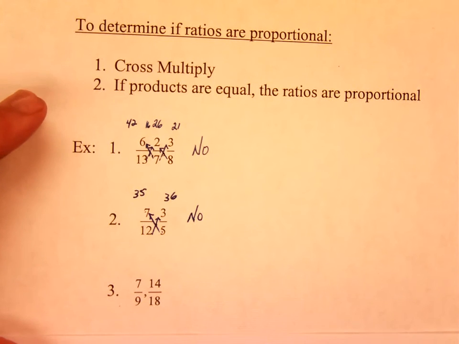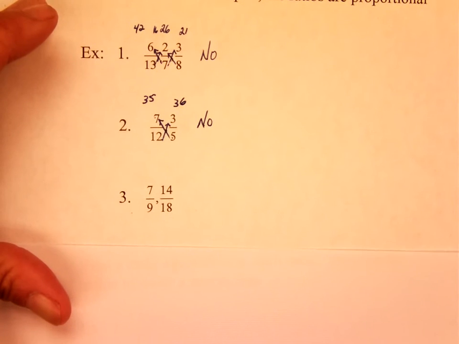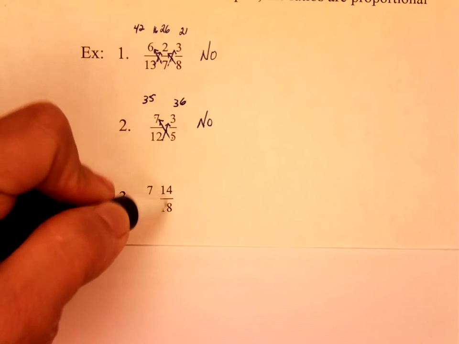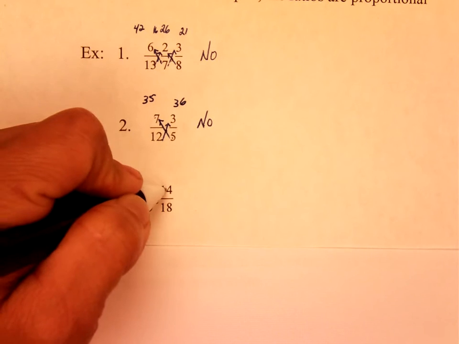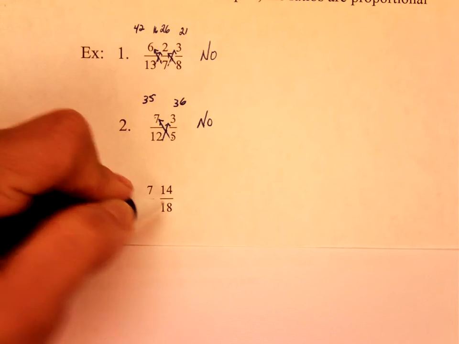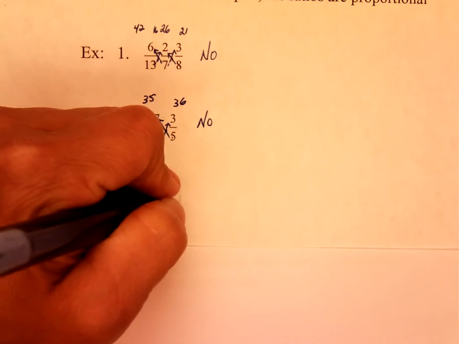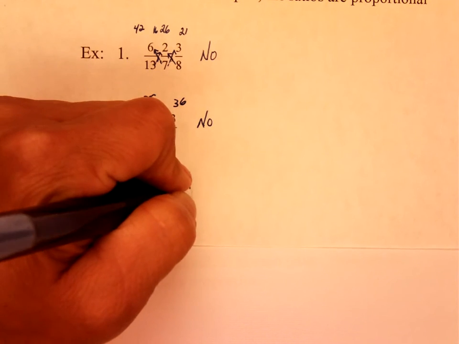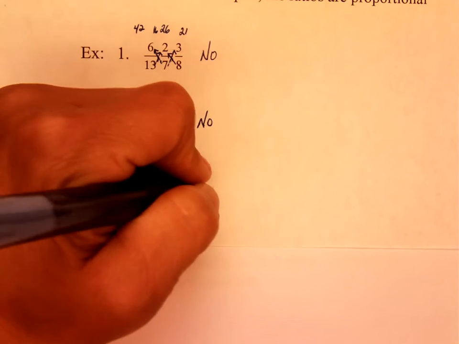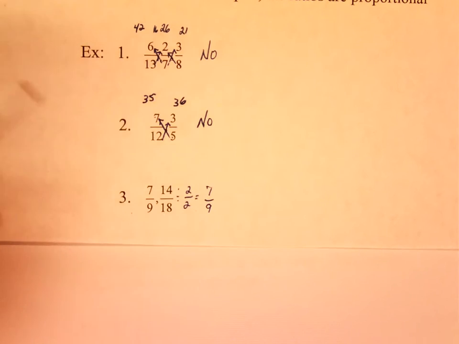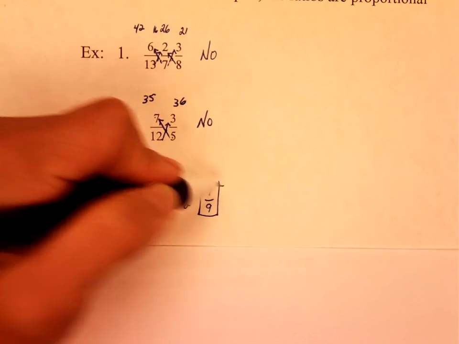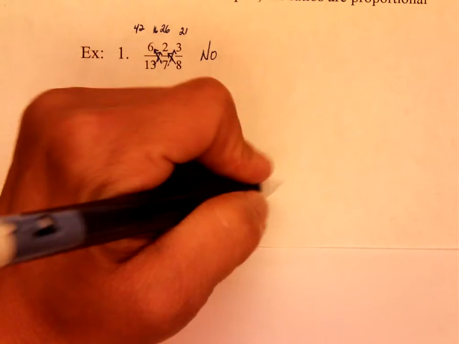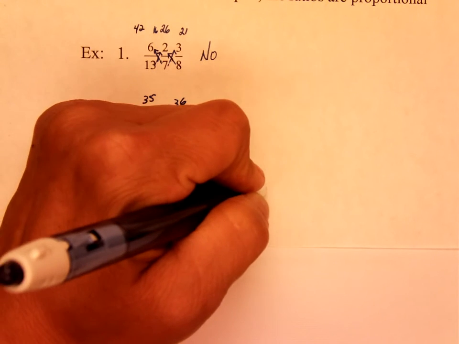Let's look at number 3. Usually if I see that I have big numbers, I will reduce the 14 and the 18. I know I can divide top and bottom by 2, and I get 7/9. Well, now if you look at this, if I reduced it, there's 7/9, and here's 7/9. So they are proportional, so the answer will be yes.